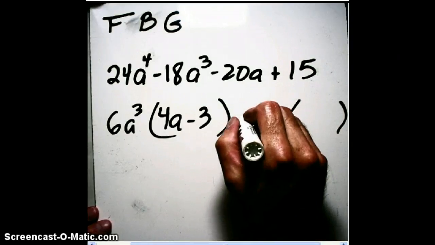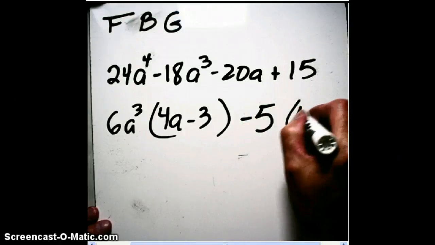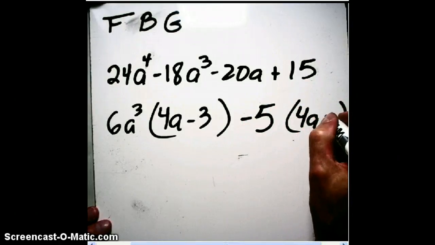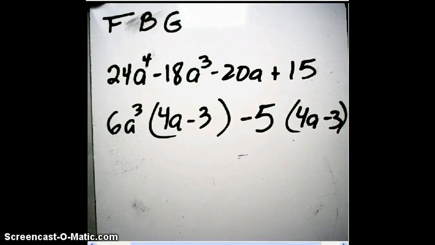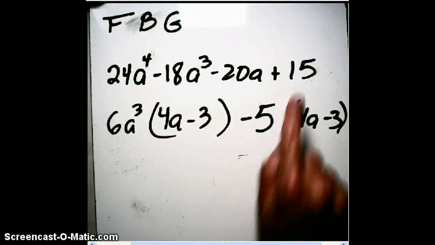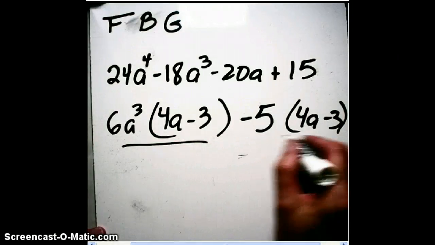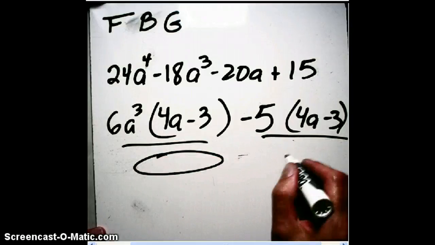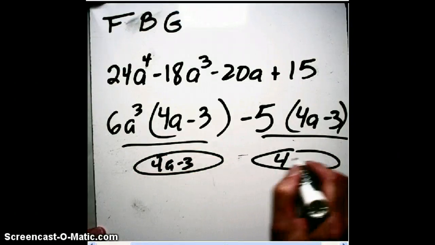What can I factor out of the last 2 terms? Why, I could factor a 5 out. If I factored a 5 out, I would have 4a minus 3. How do I know that? Because if I multiply this out again, negative 20a and 15. Okay, now my question is, can you factor this? Well, yes, I could use factor training wheels. What's common to both of these guys? The thing that's common to both of them is that factor 4a minus 3.